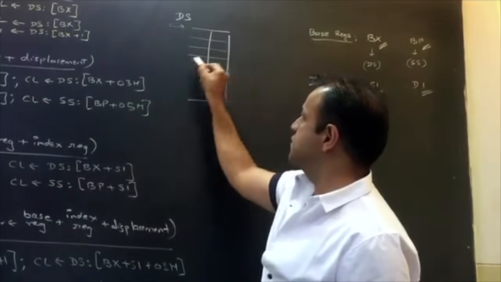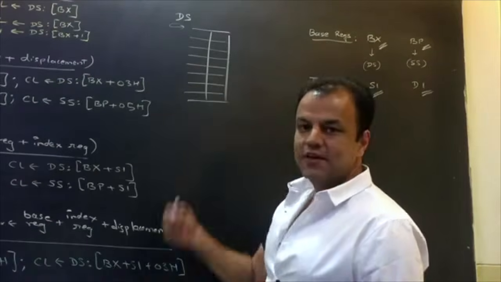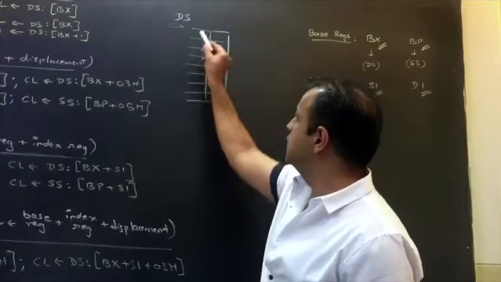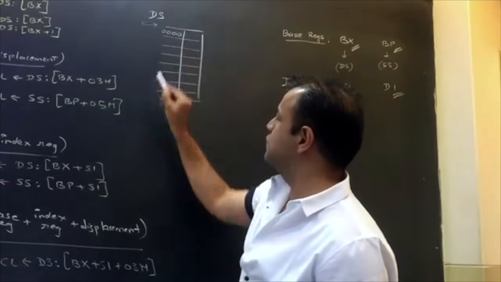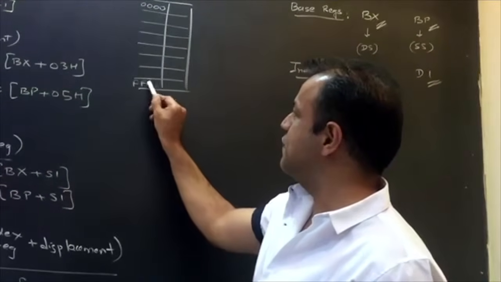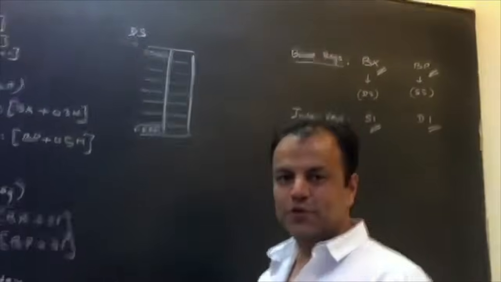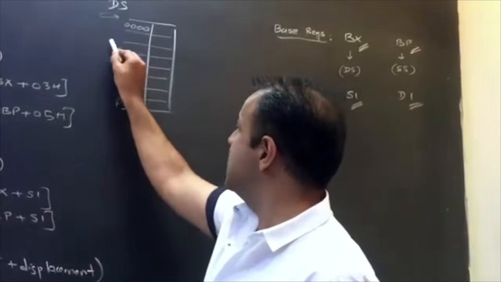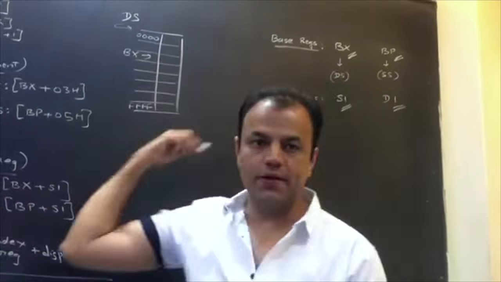For all locations, what changes is the offset address. Every location has a unique offset address. The first offset address is 0000. The last offset address is FFFF. Now somewhere between 0000 and FFFF will lie a location whose address is given by BX. Tell me, do you agree?